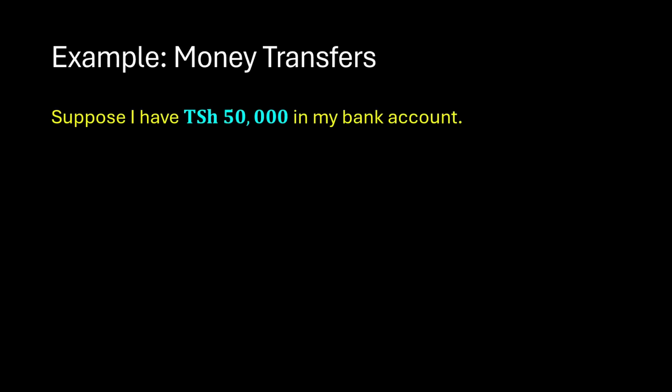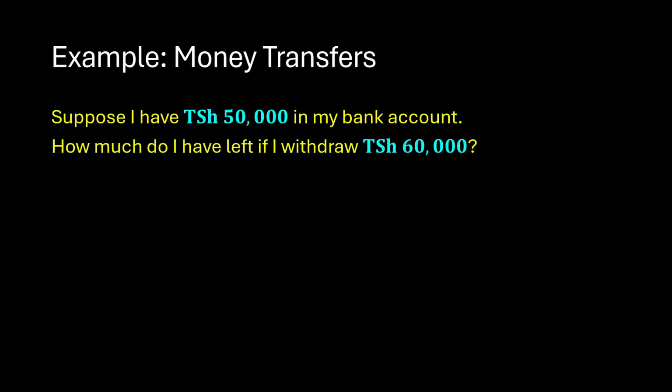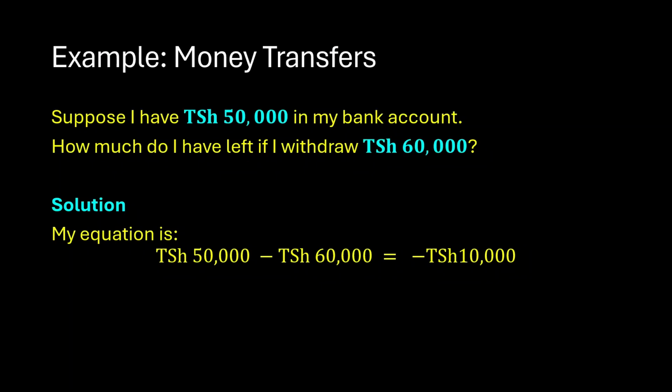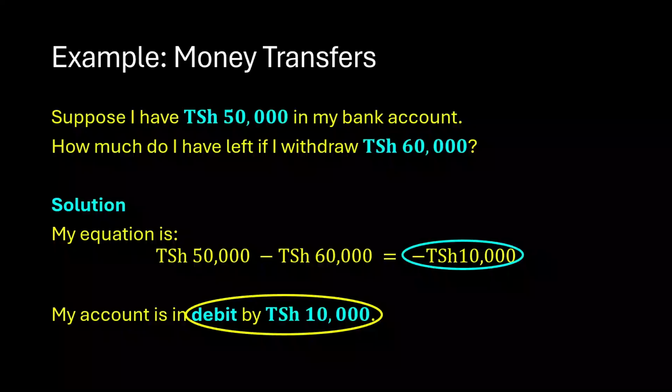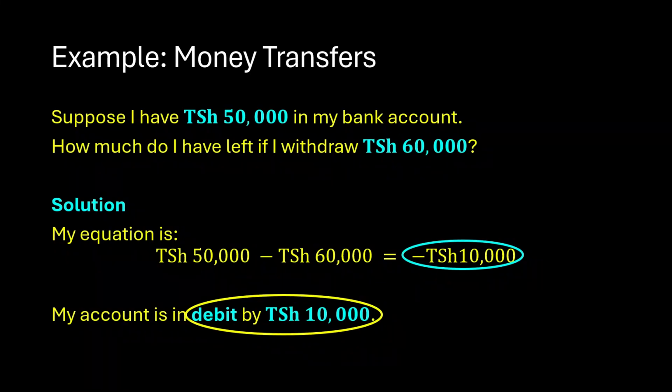Let's now take a look at an example. Suppose I have 50,000 Tanzanian shillings in my bank account. How much do I have left if I withdraw 60,000 Tanzanian shillings? So my equation is 50,000 minus 60,000, which means my account is in debit by 10,000 shillings.